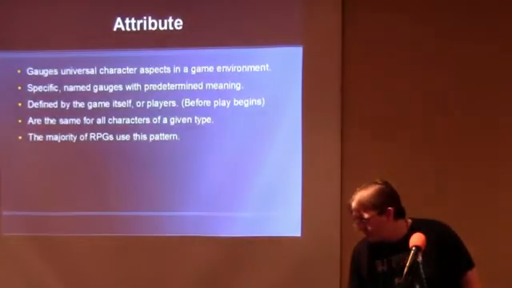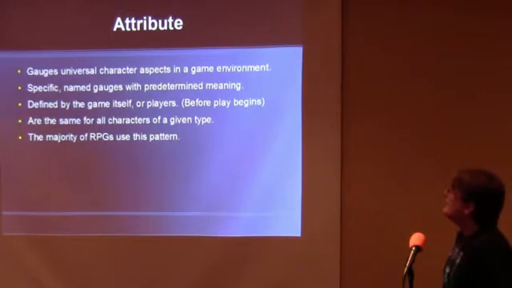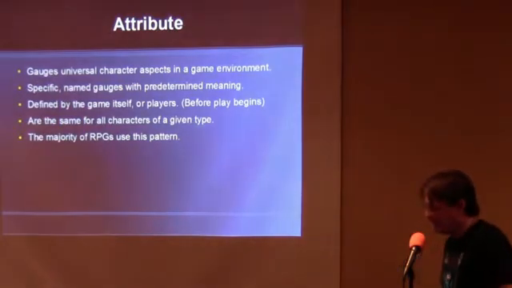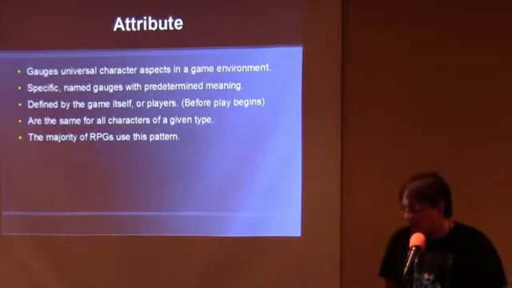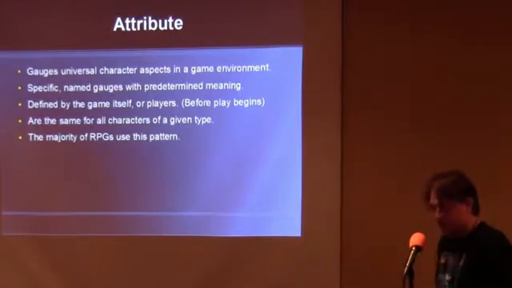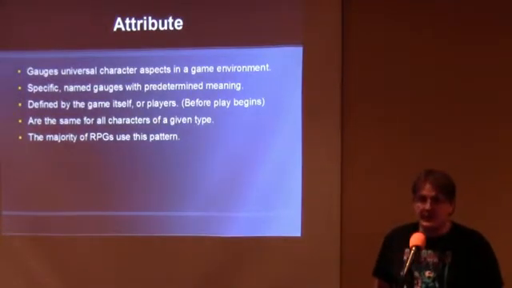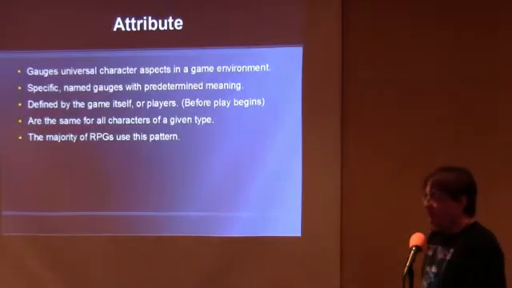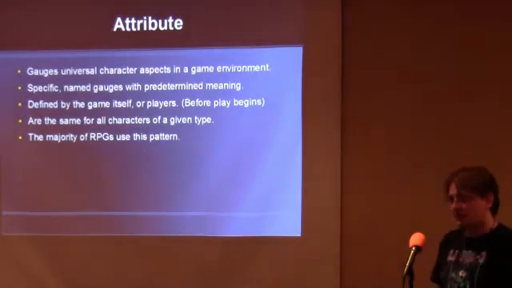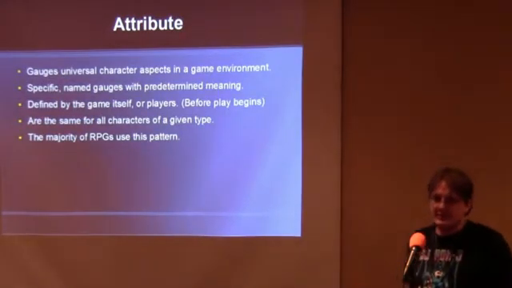I've already mentioned this one. Attributes. These are gauges with universal character aspects in the environment. They're specific named gauges with predetermined meaning and are defined by the game itself or players before play begins. They're the same for all characters of a given type, and the majority of RPGs use this pattern. Strength, again, I've been referencing that one. That's an attribute. Most things of a given type will have a strength, for instance, in most RPGs. You don't have to use that, it's just an example.